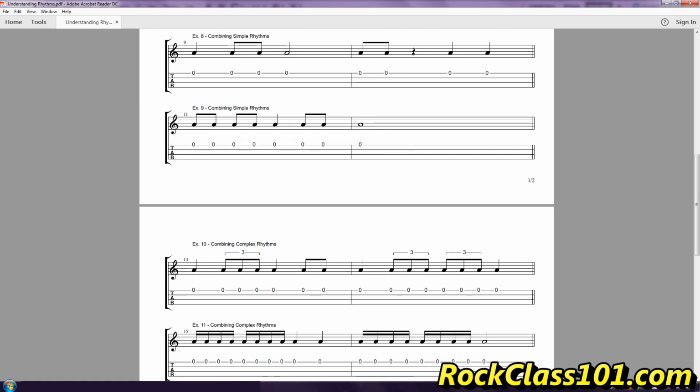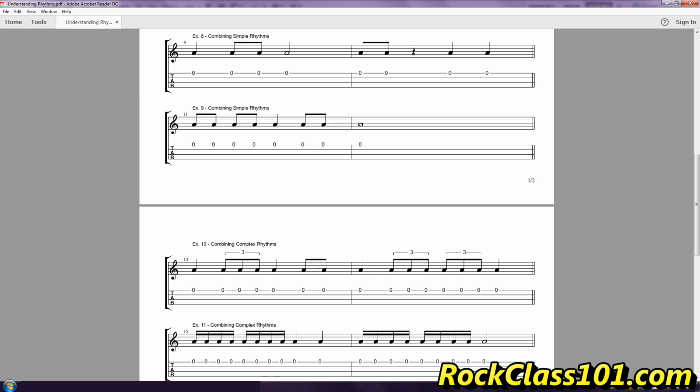Now exercise 8 is where we start to combine these rhythms. So we have simple rhythms. For exercise 8, we can see that we have quarter followed by 2 eighth notes followed by a half note, right? That's for bar 1. Let's just start there. So we have 1, 2, and 3, 4. Again, 1, 2, and 3, 4. So if I tap it out, 3, 4, 1, 2, and 3, 4. So that's that first bar.